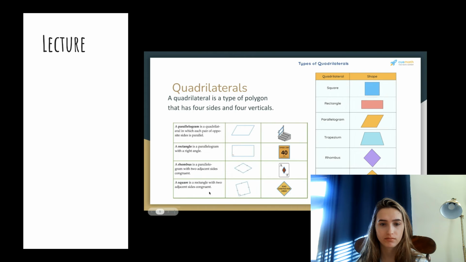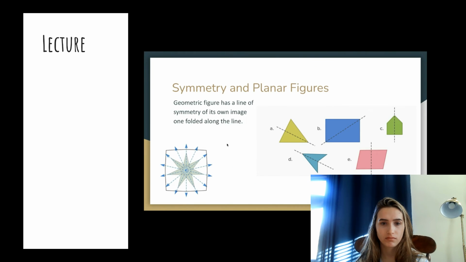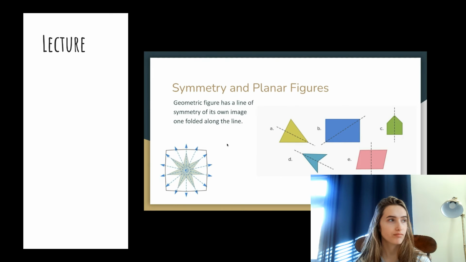And a square is a rectangle with 2 adjacent sides. If you guys want to be taking notes on this, that would be advised. So, symmetry and planar figures. A geometric figure has a line of symmetry if its own image coincides with it when folded along the line. So here, A, B, C, D, and E are all examples of symmetry in these figures.